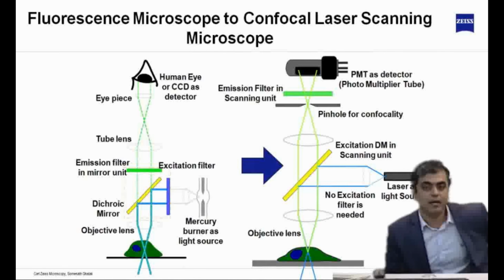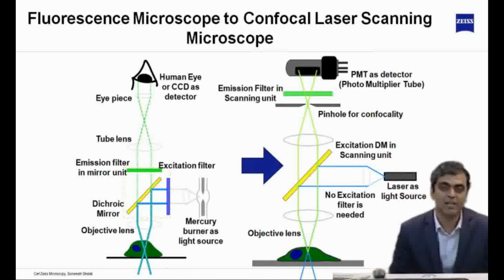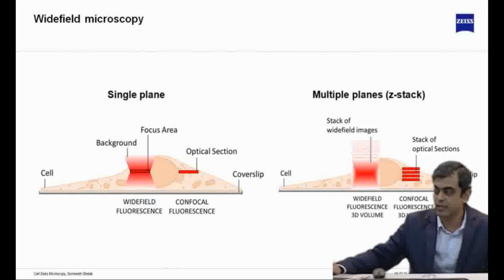And then the other most important thing is obviously the pinhole, which is placed at the conjugate focal plane, which will chop out the out-of-focus light and only allow the in-focus signals of light to fall onto the detector. And finally, instead of a camera, we have a PMT, photomultiplier tube, which detects the signal. So this is a point scanning detection.